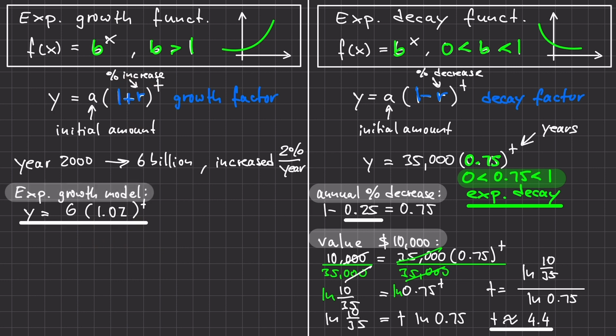How can we estimate the world population in 2010? Using this model, we can estimate the world population by plugging in t equals 10, because 2010 minus 2000 equals 10. So we get y equals 6 times 1.02 raised to the power of 10, which is approximately 6.12 billion.